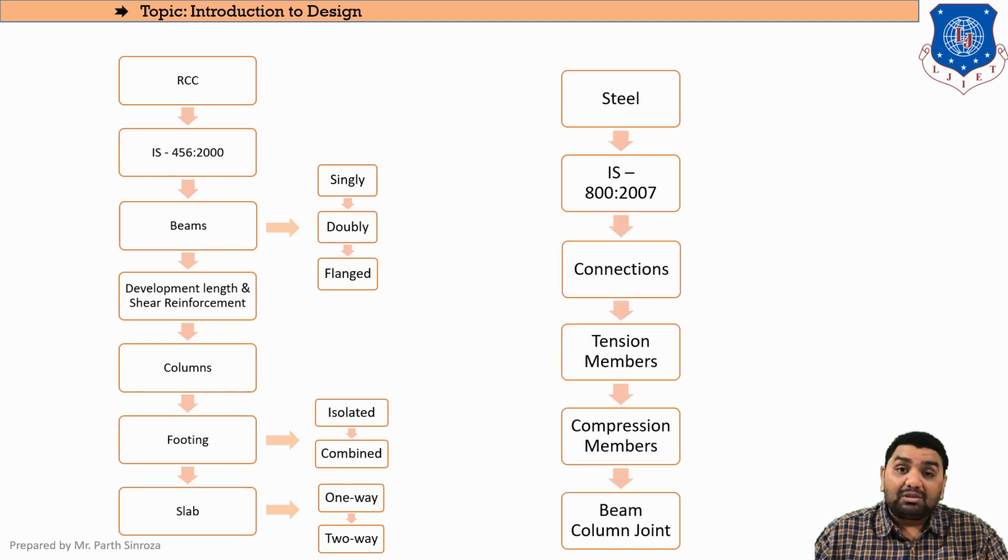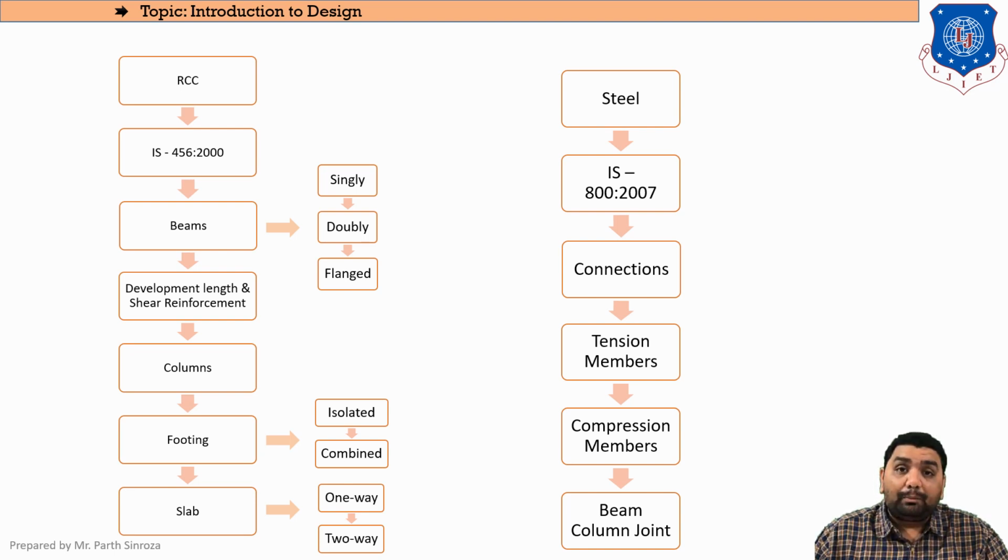Now moving forward to the steel portion. For steel, we will again be referring to the IS code. The IS code is allowed in your examination too. It is just a booklet having the technical specifications and all the equations that we will be using.